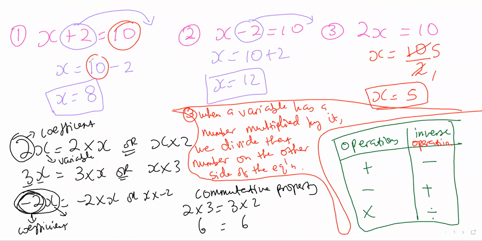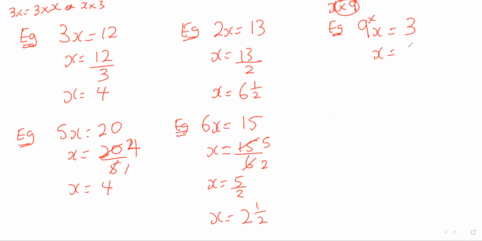Positive 10 remains positive 10 throughout, right? If it's negative 10, it remains negative 10 throughout, right? So what we need to be careful with is the right hand side. We don't want to change that at all, right? So this is 3 divided by 9, right?